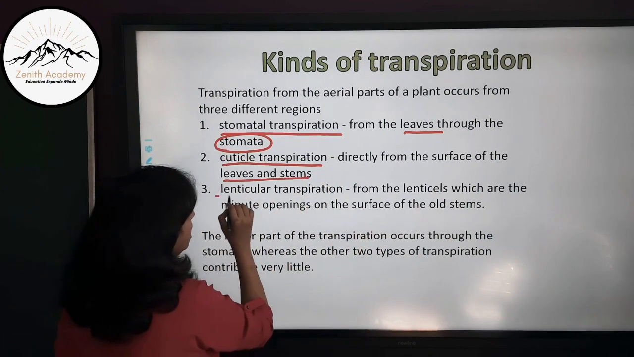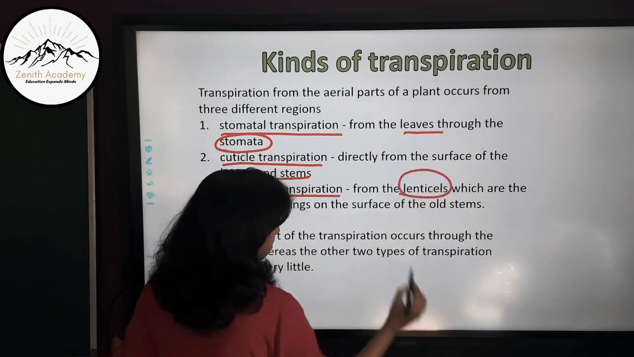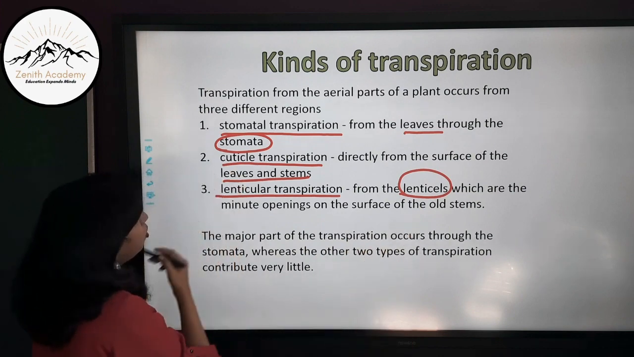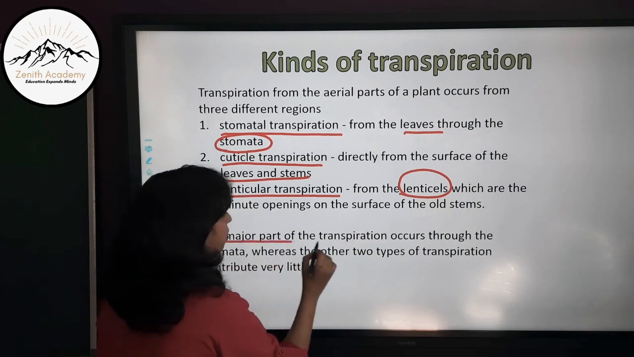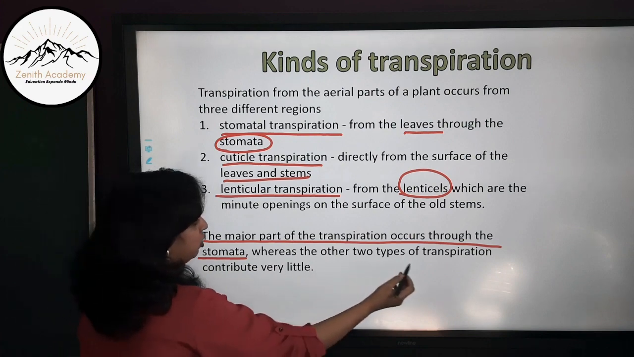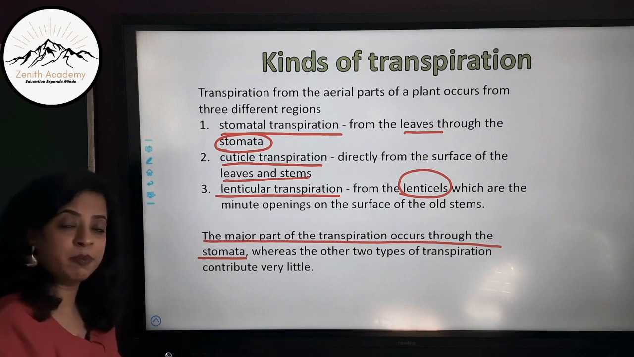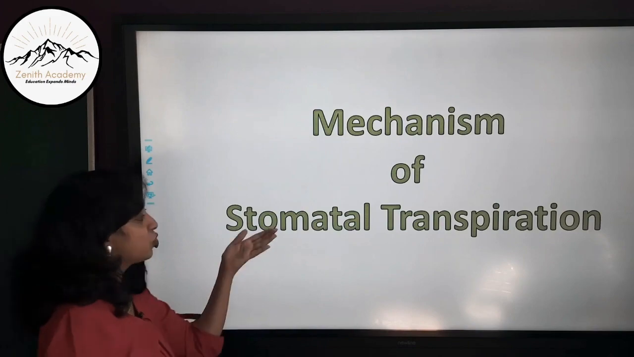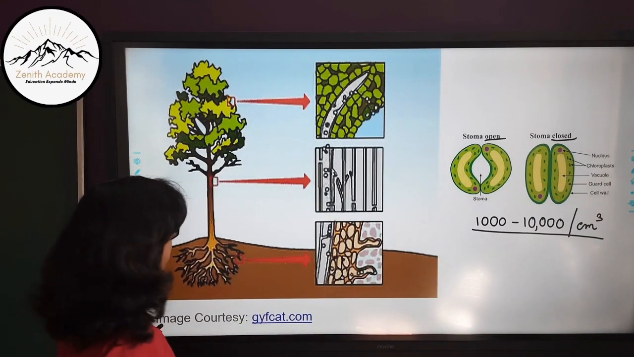And third is lenticular transpiration. This happens from the lenticels, which are minute openings on the surface of the old stems. So we will talk about all 3 types of transpiration in detail, but the major part of the transpiration occurs through stomata, whereas the other 2 types contribute very little. So let's talk about all 3 types now in detail. First we will talk about stomatal transpiration. Now let's see the mechanism of stomatal transpiration.